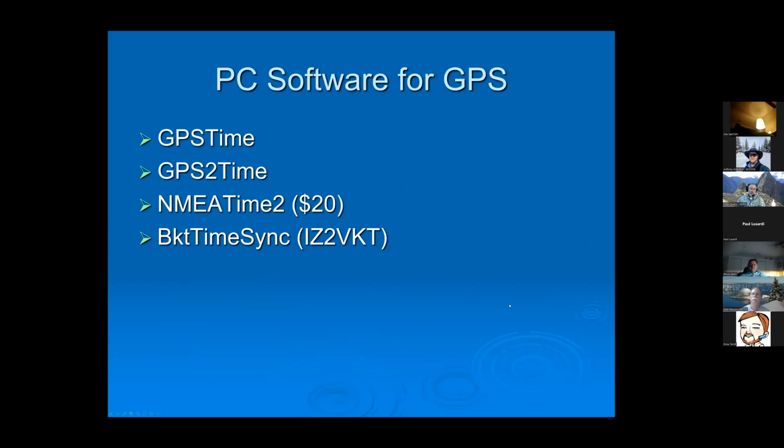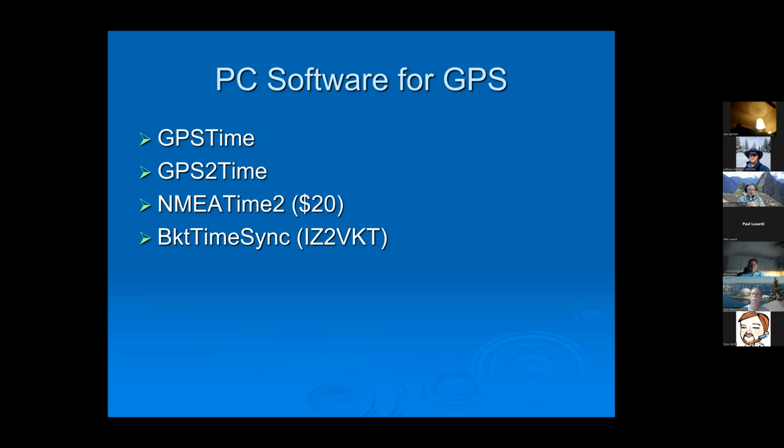Okay, so software. There's a bunch of different software. Some of it's Linux capable, some of it's not. A fair amount is free. You have this product called GPS Time, and GPS2 Time. I don't know if they're interrelated, but they look very different from each other. The one that everybody seems to be going after these days is BKT Time Sync, from an Italian developer. I had kind of a hard time downloading it. I have a lot of malware protection on my system, and it just did not like to download it.